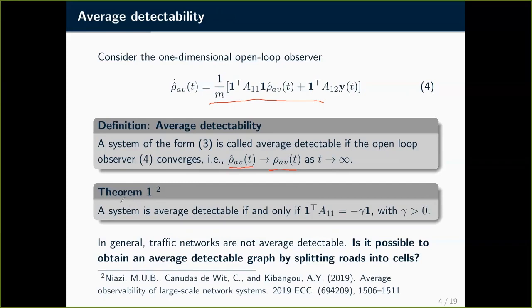In the literature, there is a theorem that states that a system is average detectable if and only if the column sums of the matrix A11 are all equal to a constant negative gamma. We can see that this condition is very strict, so we ask the question: we know that traffic networks are not in general average detectable, but is it possible to find a new representation, a new graph, by splitting roads into smaller cells?